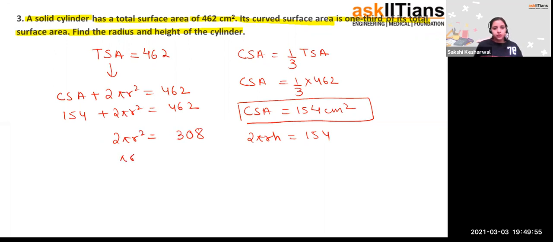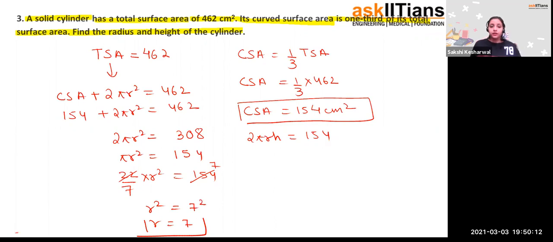So pi r square is equals to 154, right? So this is 22 by 7 into r square, which is equals to 154. So this and this is equals to 7. So r square is equals to 7 square. So r is equals to 7. Now you can just find the value of the height.